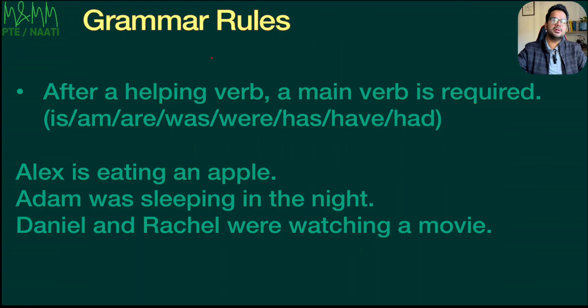Let's have a look at these grammar rules now. The very first one, I've given you the grammar rule and then few examples. Let's look at those ones. First, it says after a helping verb, a main verb is required.